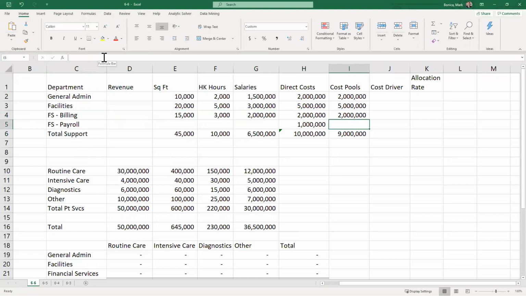And we're doing direct, so the cost pool is going to equal the direct cost. And we need to add all of the rows, and so we're back to 10 million. So yay, we're good there. Okay.